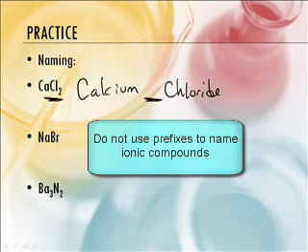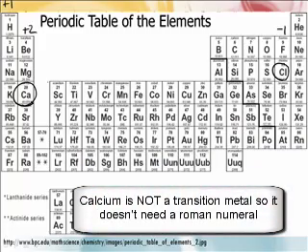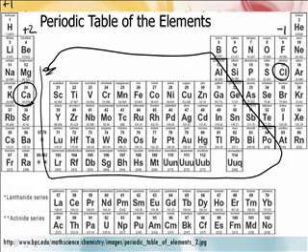Don't worry about the numbers. And why is there no Roman numeral in there? Because according to the rules, that has to be a transition metal, and calcium is not a transition metal. Remember, the transition metals, guys, are these metals right here. These are the ones that have to have a Roman numeral. So calcium's not, no Roman numeral. So it's just calcium chloride.